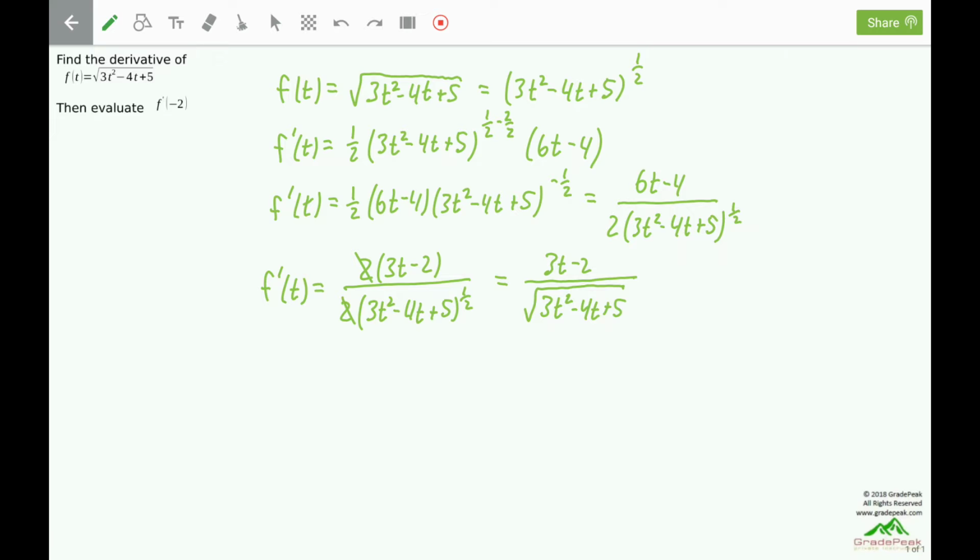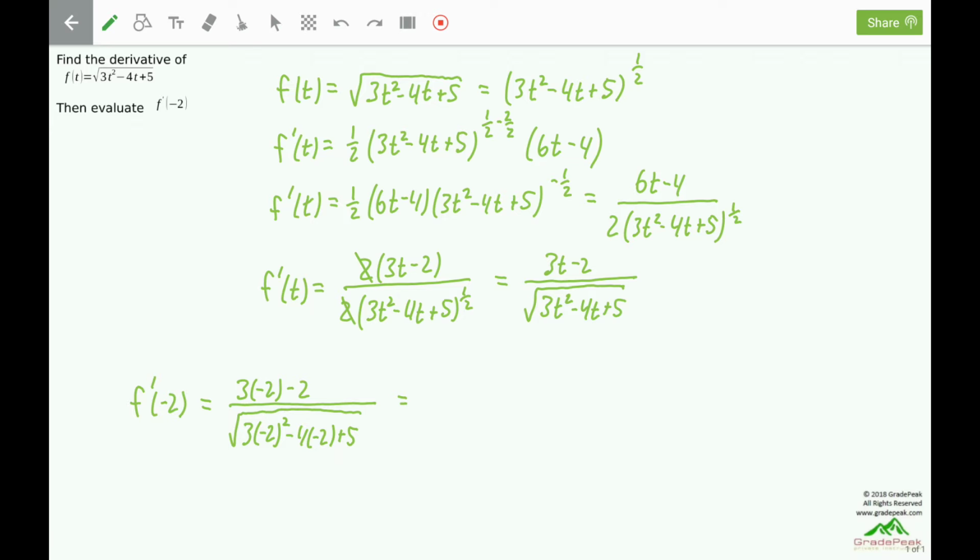Our next step is to evaluate f prime of negative 2. That means to plug in negative 2 in for each of the t's. So we will have 3 times negative 2 minus 2, divided by the square root of 3 times negative 2 squared minus 4 times negative 2, and then plus 5.